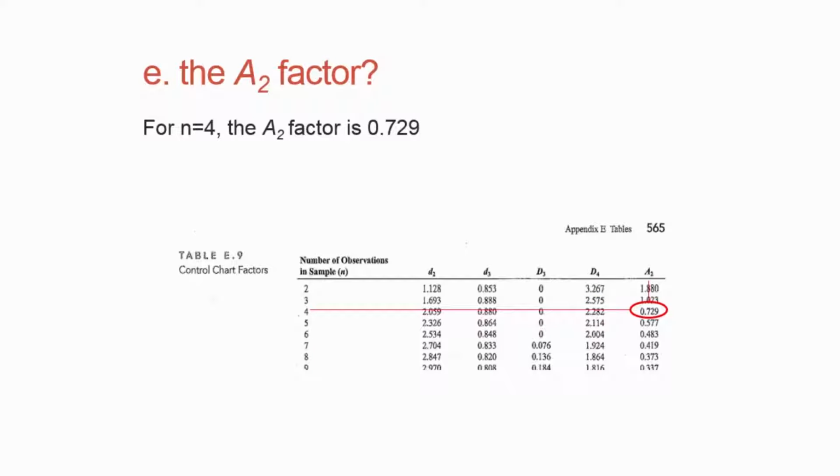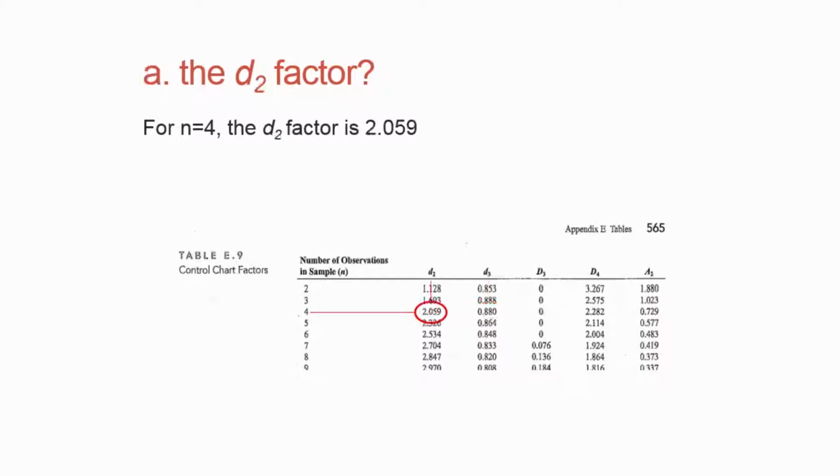And then finally, the A2 factor is going to be 0.729 whenever n equals 4. So the 3 that we're going to use most will be D3, D4, and A2. So don't worry too much about the other 2.